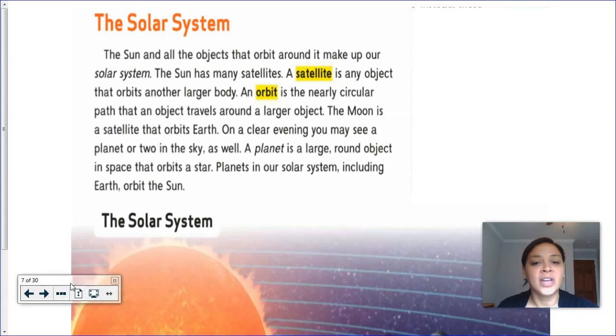On a clear evening, you may see a planet or two in the sky as well. A planet is a large, round object in space that orbits a star. Planets in our solar system, including Earth, orbit the sun.